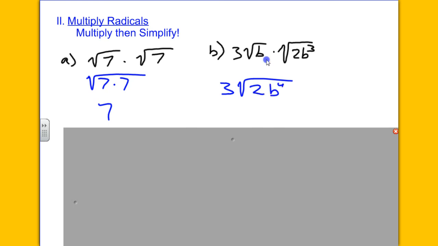There's 4 b's there. There were 3 factors of b here and 1 here. So there's 4. So do we have any perfect square factors in this radical? We do. So Sabrina, how many b's can we take out? 2. So we have 3b squared times the square root of 2.